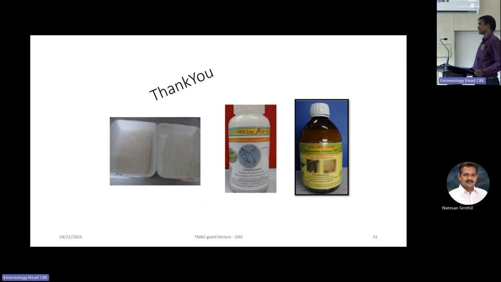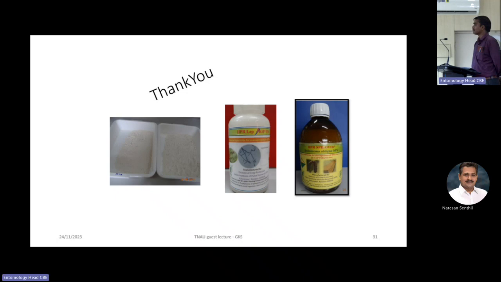Environmental factors, very good. Environmental factors are common. Like in the package of practices, they will say irrigate once in a week, spray pesticides, but will not tell which pesticide it is or what dose. Environmental chemistry, that is fine. Apart from that, there is another reason for this failure.